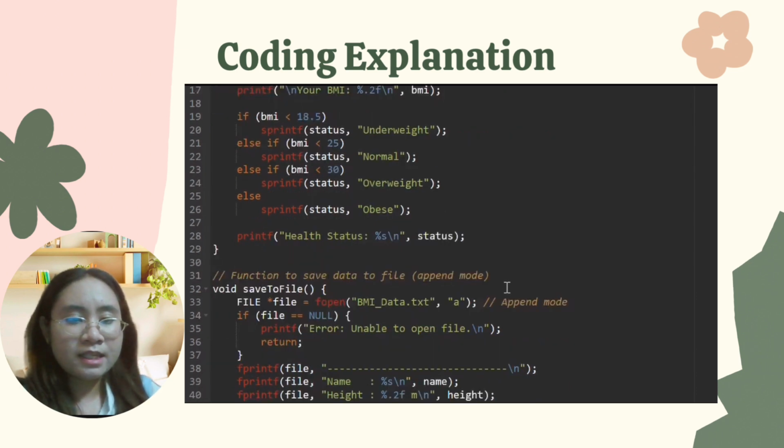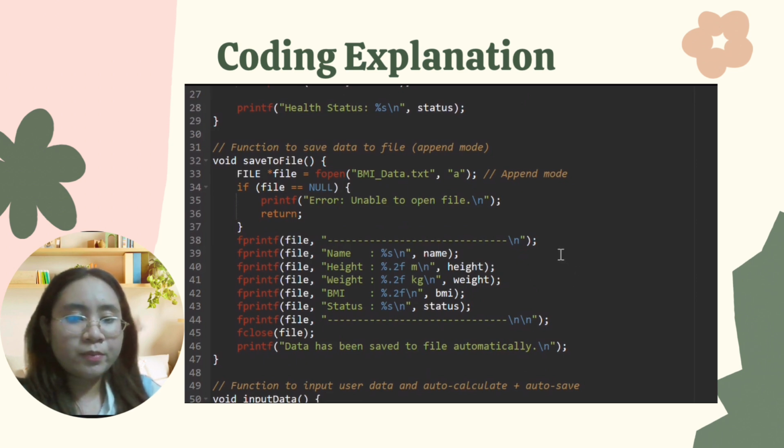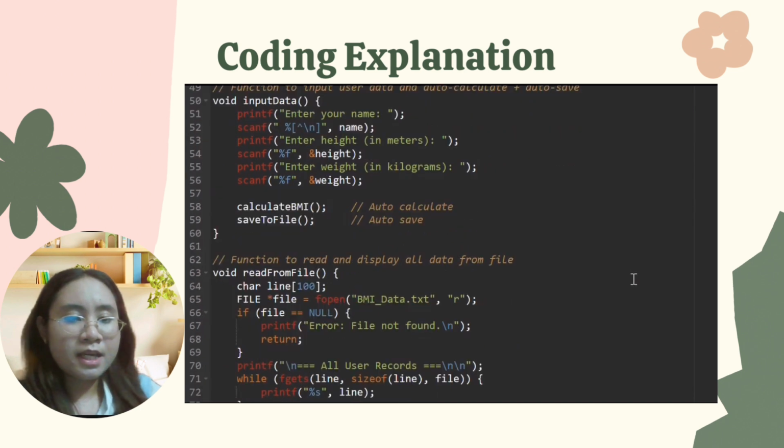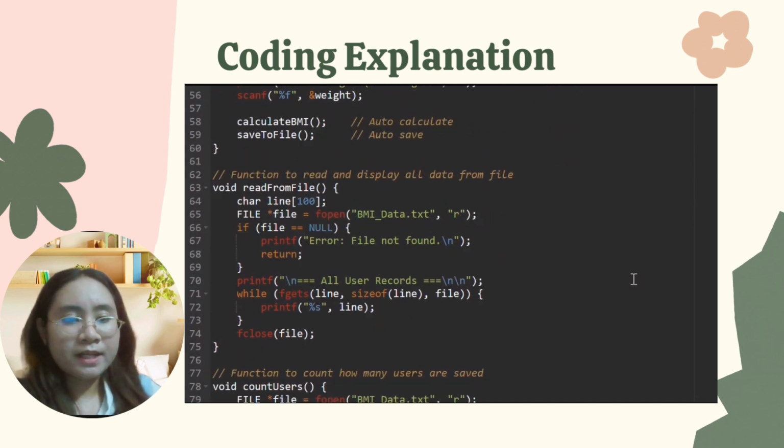For the file handling, we use fopen, fprintf, fclose, and fscanf to save user data safely. We use fopen, fprintf, and fclose to save each user's BMI result into a text file. This allows users to check their BMI history and time, allowing saving and reading data in BMI record TXT, and enables record keeping and user history with file management.